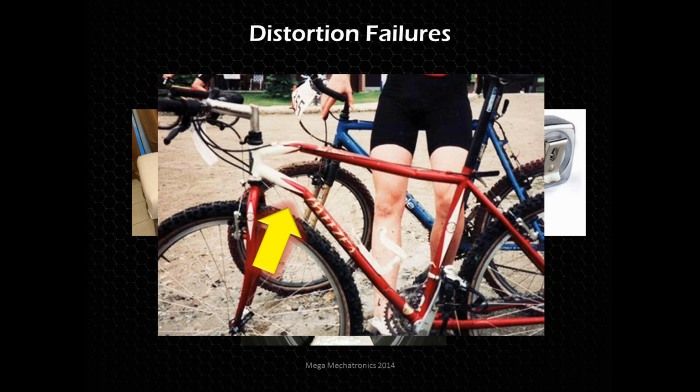And here's an example of a bicycle. The bicycle technically didn't break, but it did fail because it bent and changed all the geometry, and will probably eventually lead to a fracture failure.